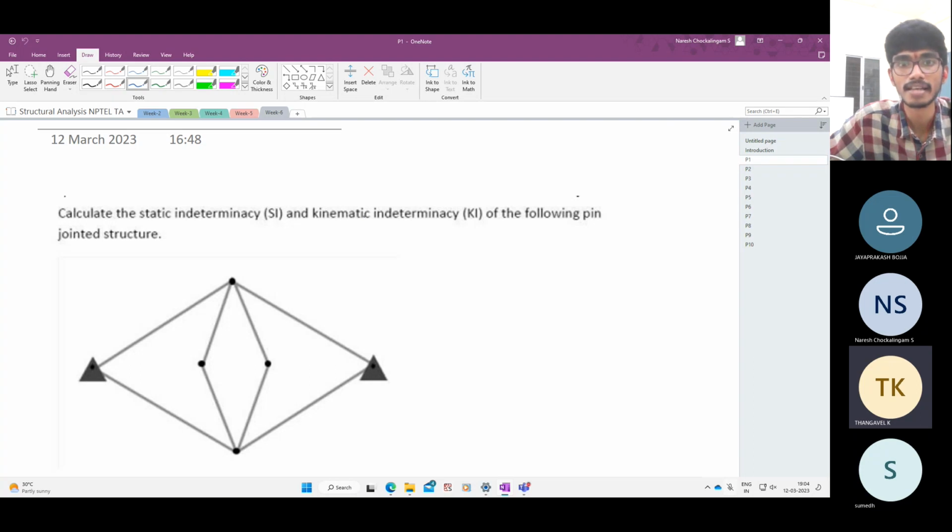Yeah, let me think about it. If you're having m minus 3j, we considered 3 degrees of freedom at each joint. Yes, yes, that is fine.